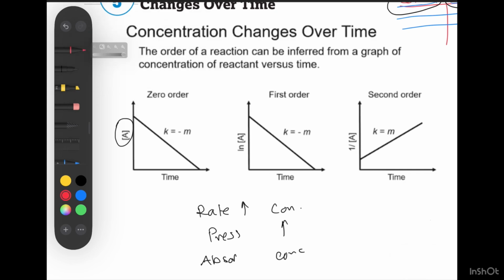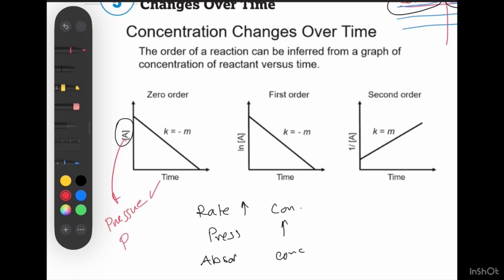So this property could be pressure, because it's almost the same as the concentration. If you have a concentrated solution, on the other hand, you can say high pressurized gas. It means a lot of particles. It means concentrated gas. So you could have pressure on the y-axis.